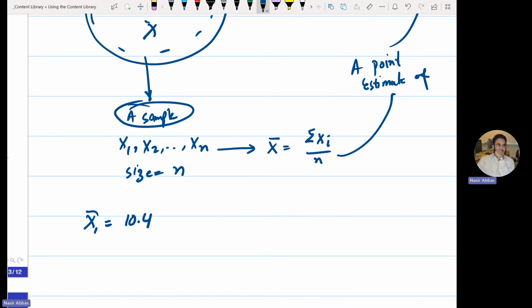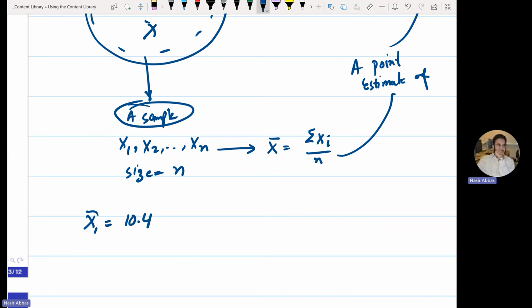Now, my question is, if I go back to the same population and pick another sample and compute the sample mean from that second sample, will it be exactly 10.4? Same population, I take the sample from the same population. First question is, will it be the same values? No, there will be different values.